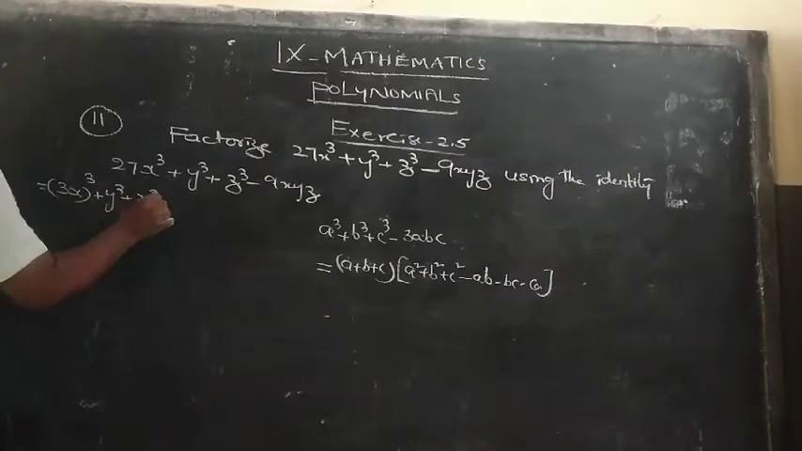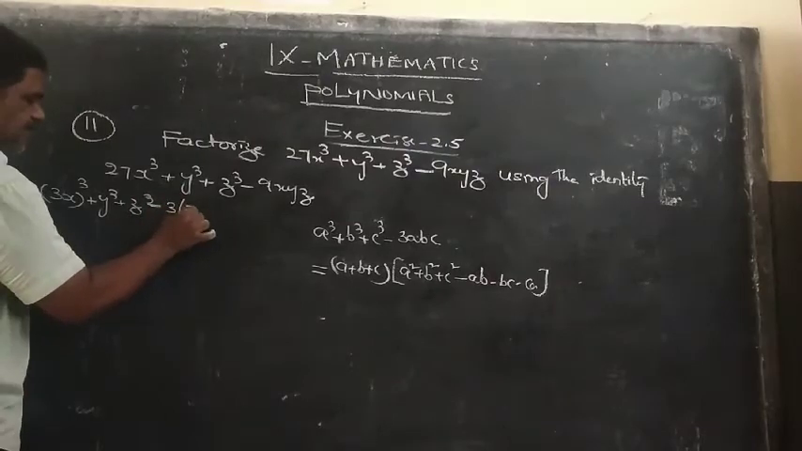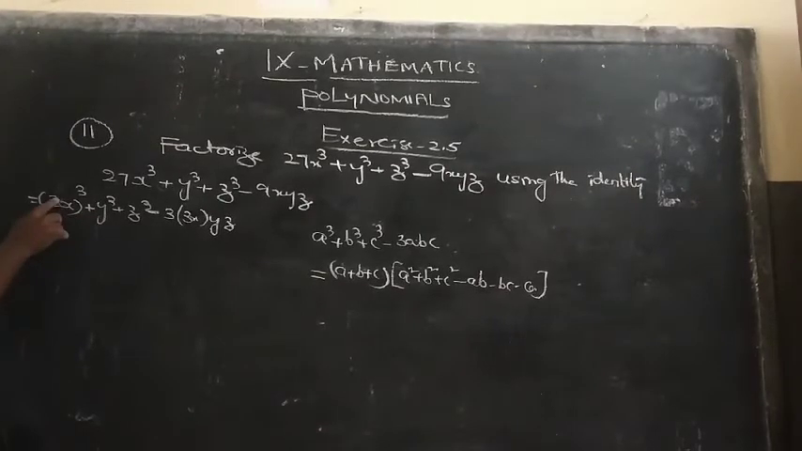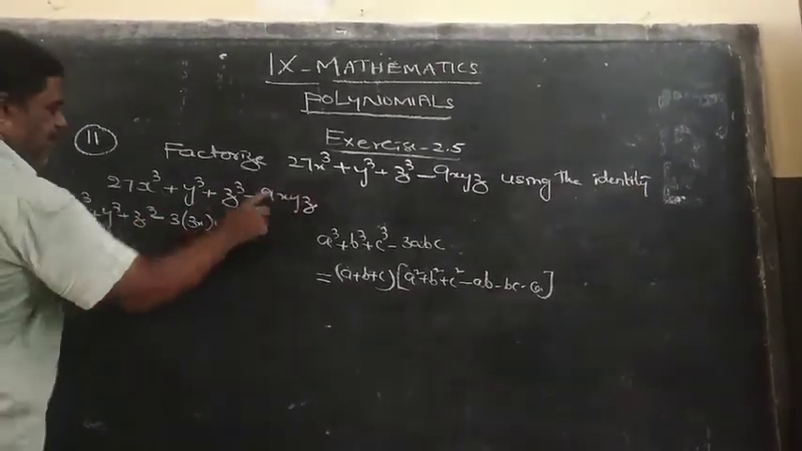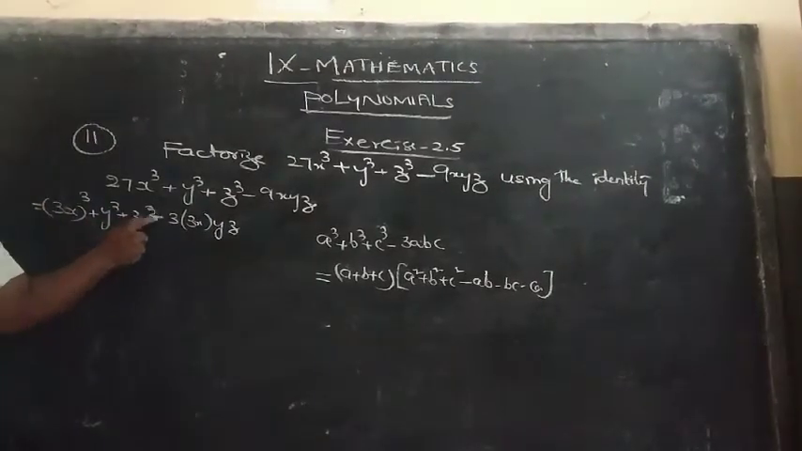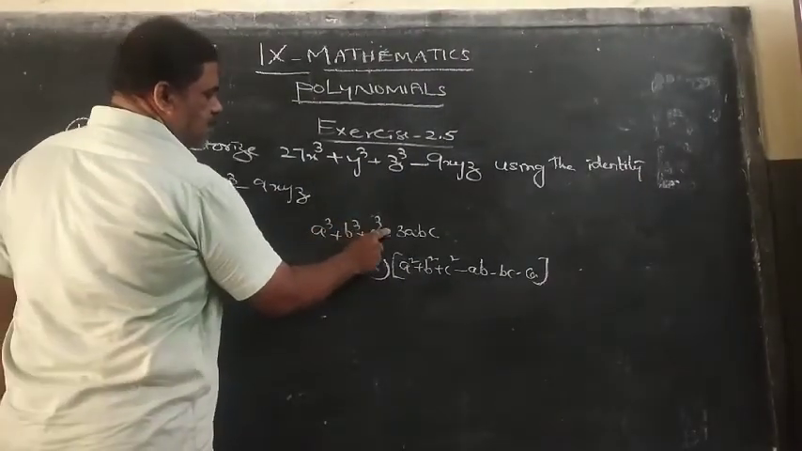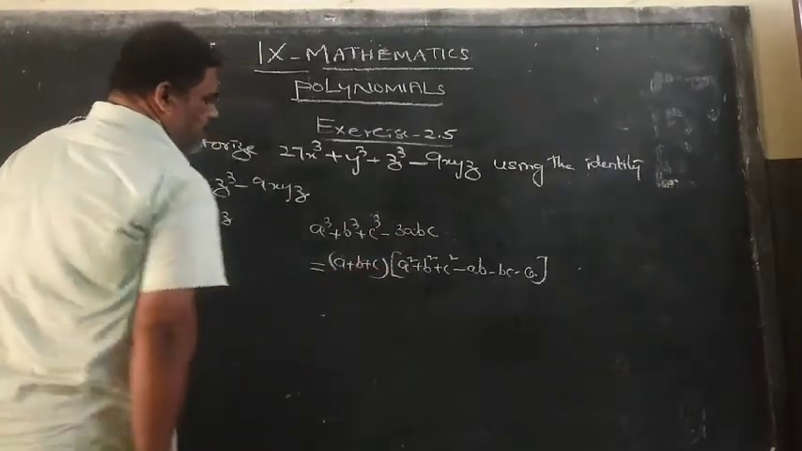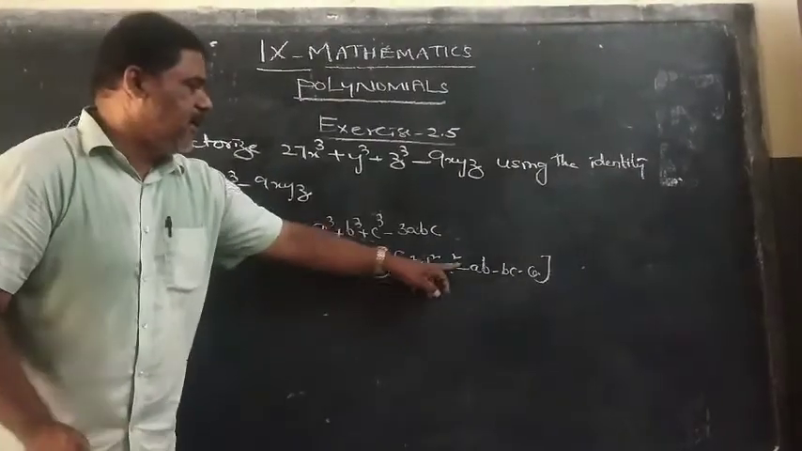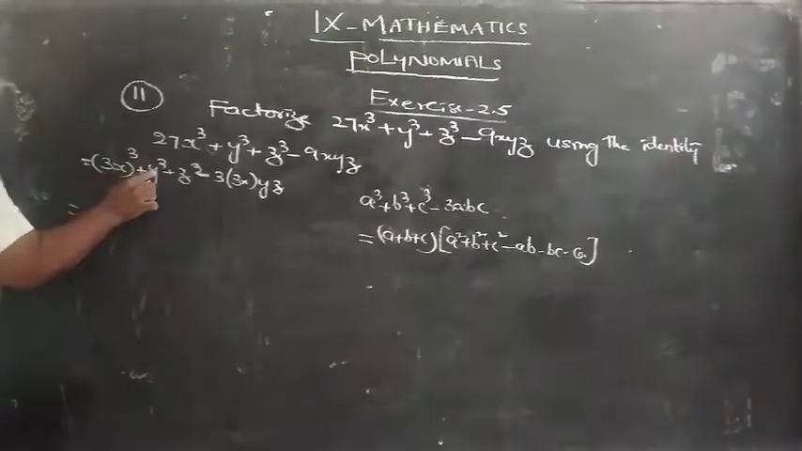a cube plus b cube plus c cube you have written, and minus 3abc should be there. 3a means 3x, b is y, c is z. If you write 3abc, the same 9xyz will be adjusted. So this is in the form of a cube plus b cube plus c cube minus 3abc. Then the factors are a plus b plus c into a square plus b square plus c square minus ab minus bc minus ca. So a means 3x, b is y, c is z.